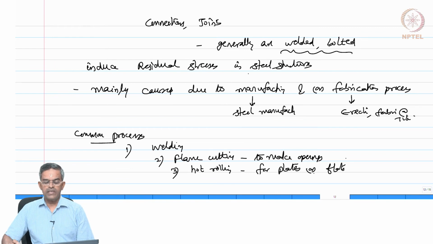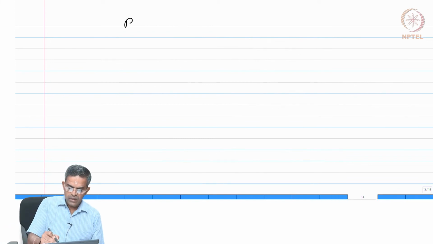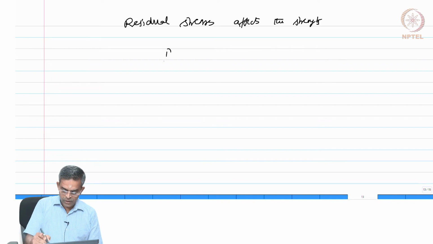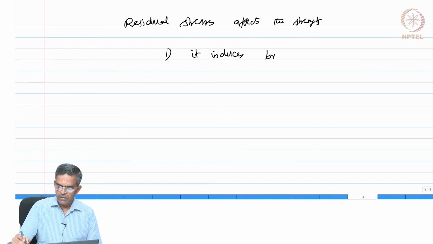Now, if you ask me a question, introduction of residual stresses causes what kind of problem? So, residual stresses affects the strength. It induces brittle fracture, fatigue.